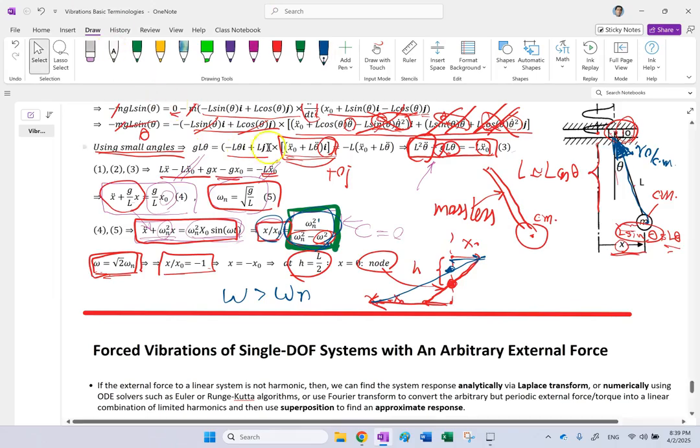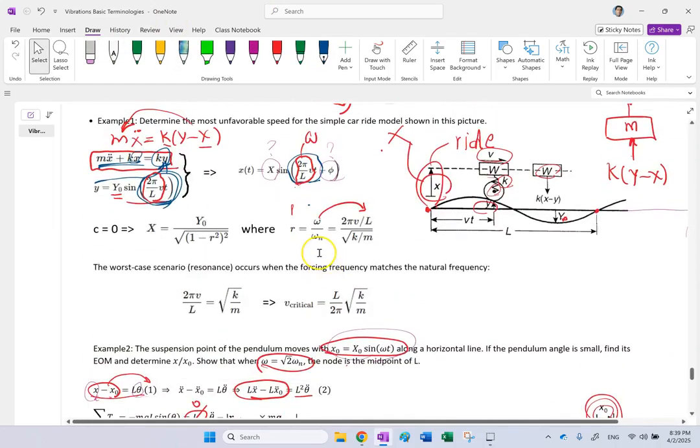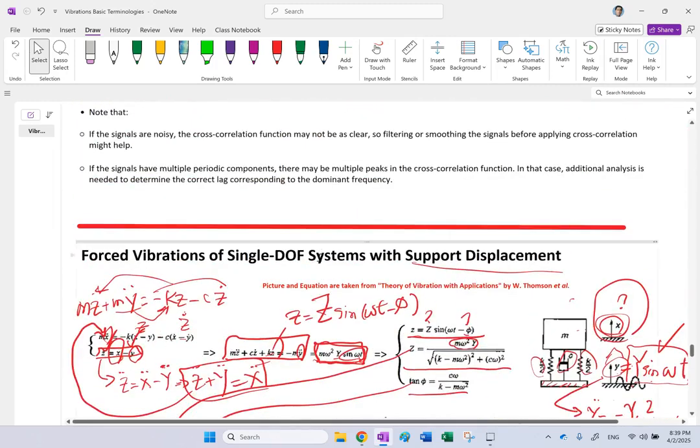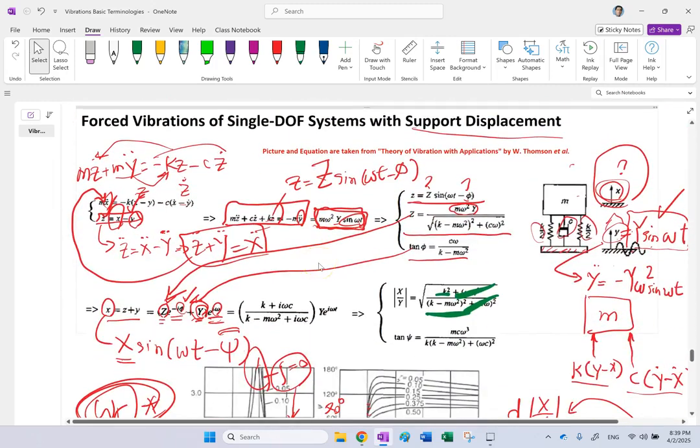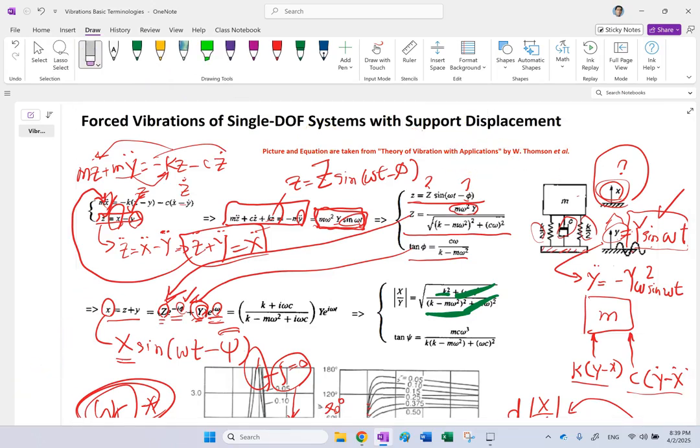Okay, so hopefully solving these two examples and going through forced vibrations with support displacement, harmonic support displacement, was useful to you, and I'm going to see you in the next lecture. Thank you.